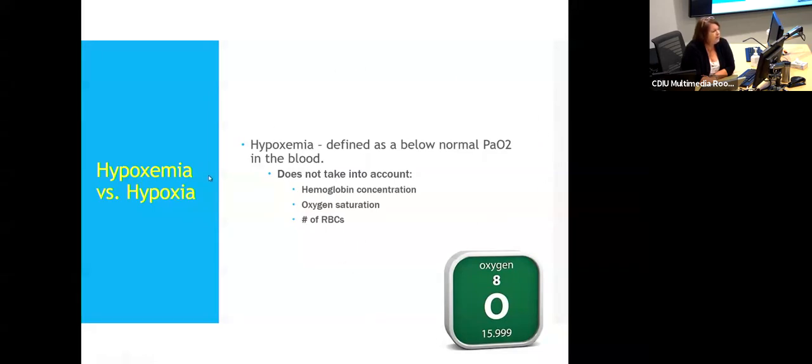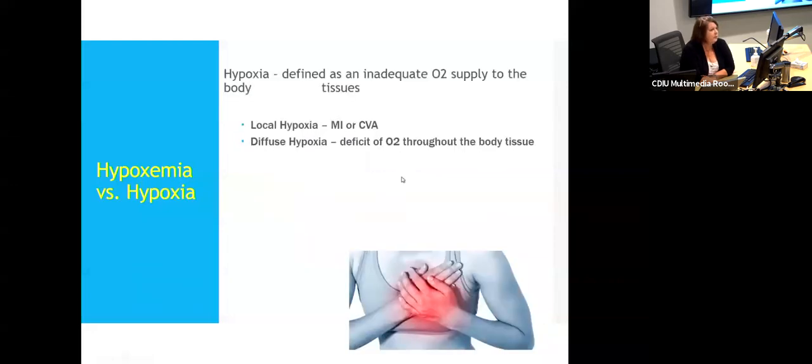I'm often asked, what is the difference in definitions between hypoxemia and hypoxia? So hypoxemia is the amount of oxygen that is in your blood. It doesn't take into account hemoglobin concentration or oxygen saturation, or the type of hemoglobin. Hypoxia, on the other hand, is defined as inadequate O2 supply to the body or inadequate supply to the tissues.